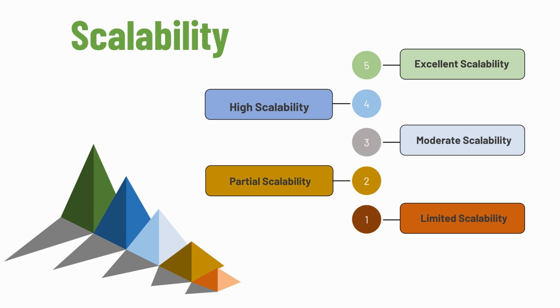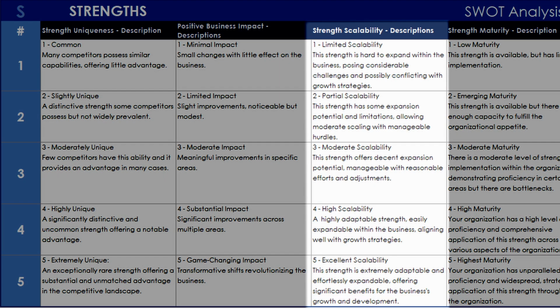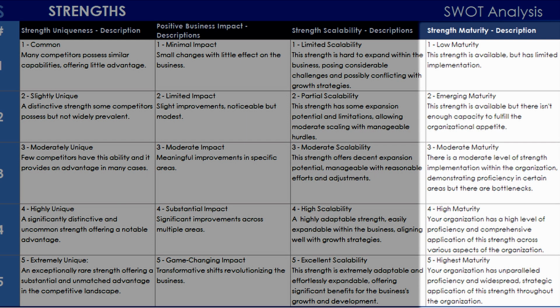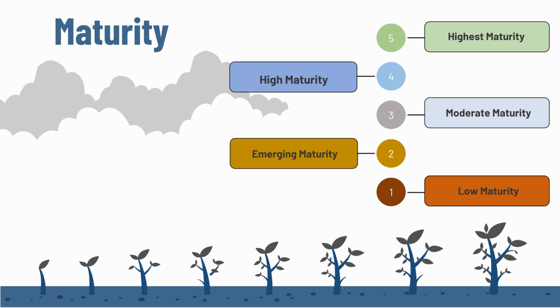For scalability, it could range from limited scalability, where this strength is hard to expand within the business, to excellent scalability, where this strength is extremely adaptable and effortlessly expandable, offering significant benefits for the business's growth and development. And for maturity, it can range from low maturity, where this strength is available but has limited implementation, to highest maturity, where your organization has unparalleled proficiency and widespread strategic application of this strength throughout the organization.